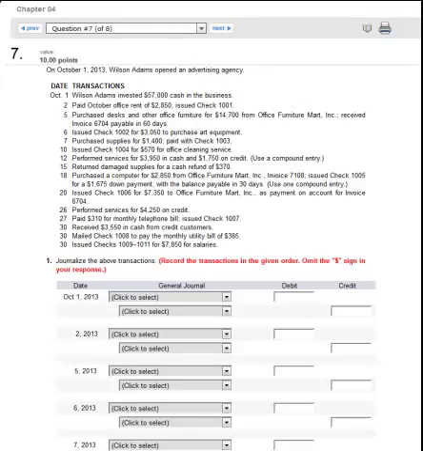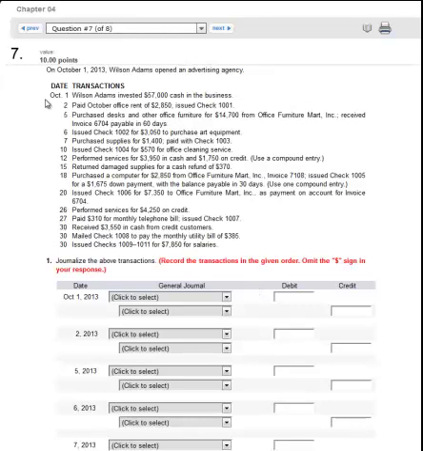Hi class, this is your instructor, and I want to finish talking about how to post your transactions from your general journal into your general ledger. I thought it might be easier if I pull up one of the problems from the Chapter 4 homework. I'm really on question 7, but I thought we'd do a couple of transactions and show you how to post those.